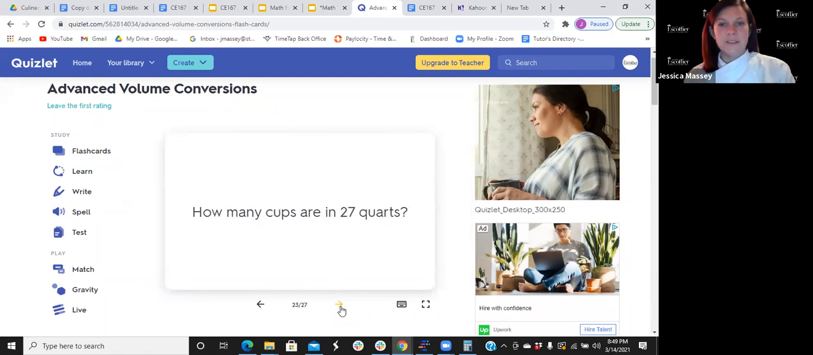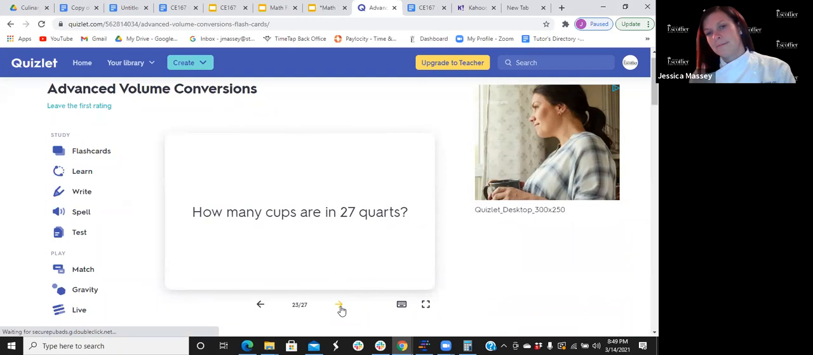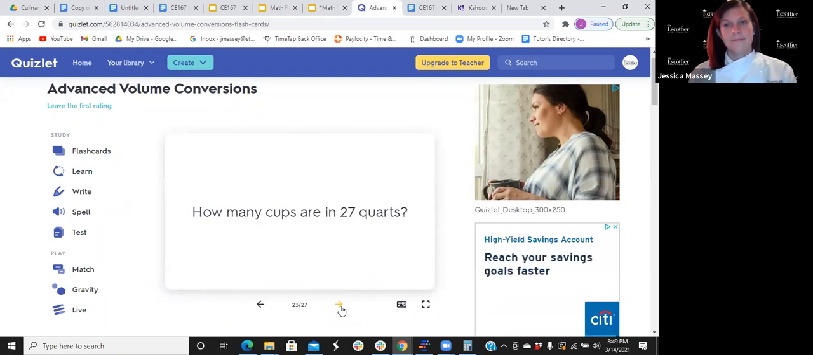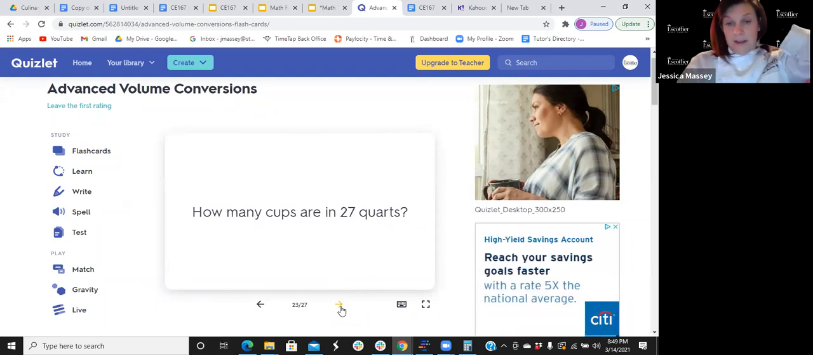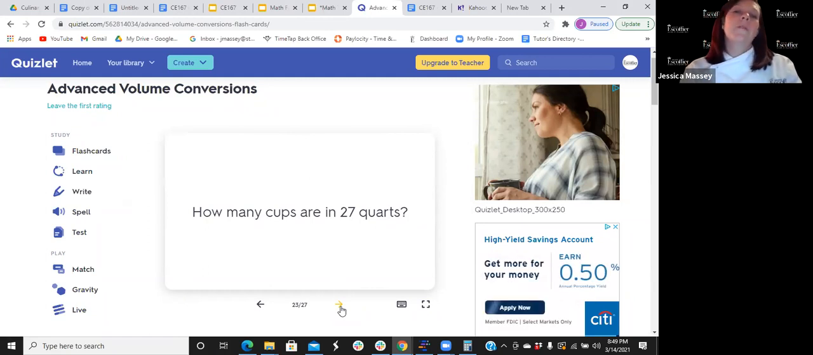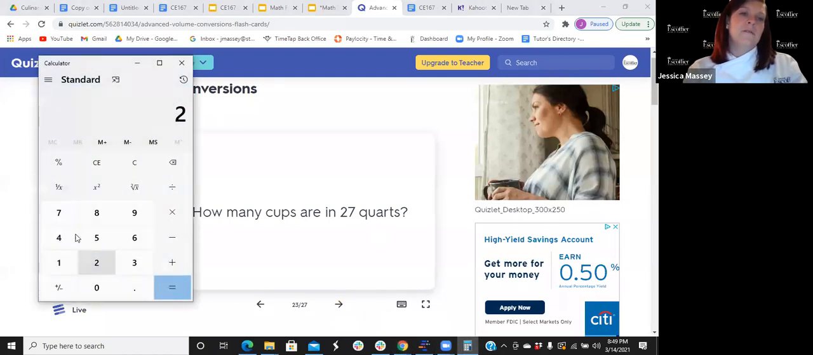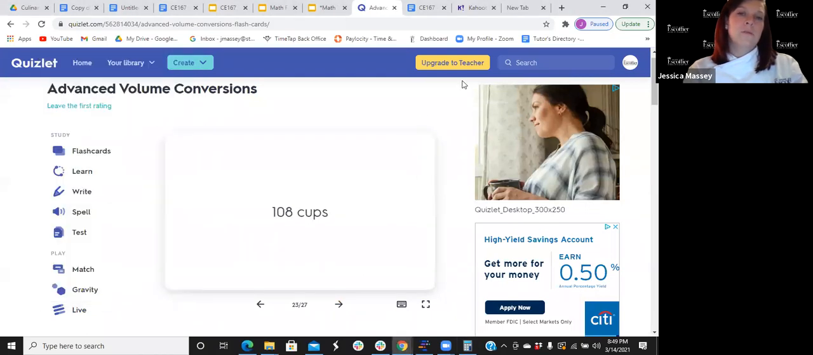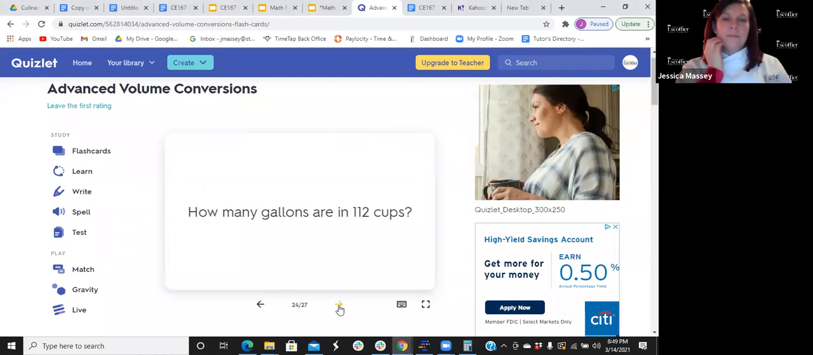How many cups are in 27 quarts? How many cups are in 1 quart? 4. You take your 27 times your 4. 108. Nice job.